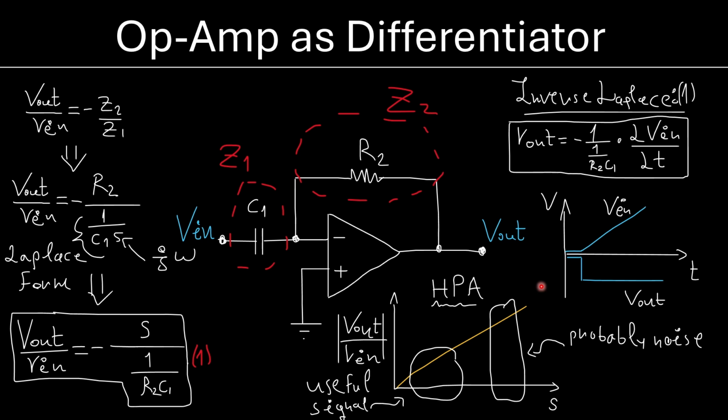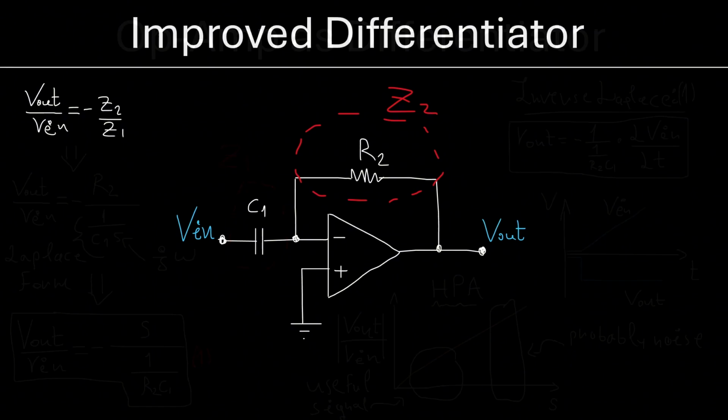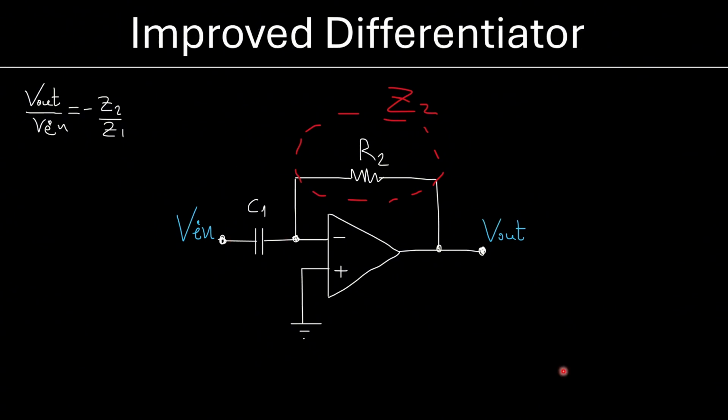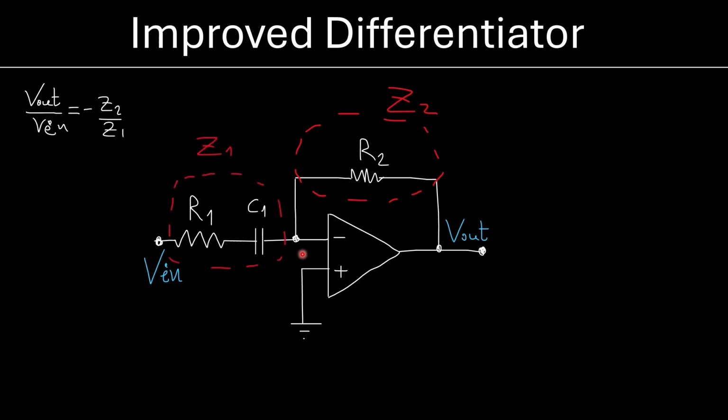So let's say now that we have to use a differentiator. There's no other way. Well, we have to fix this issue now. So what I'm going to do is plug in a resistor between the input and the capacitor here. Why? I just want to see what happens. This is now my Z1, which is the resistor in series with a capacitor.